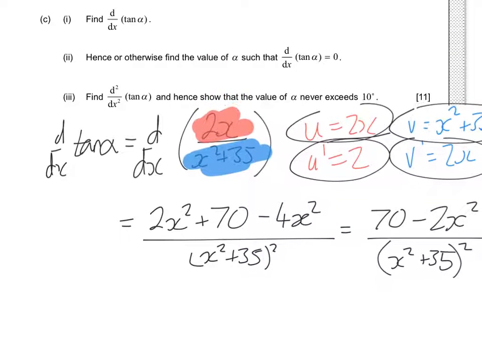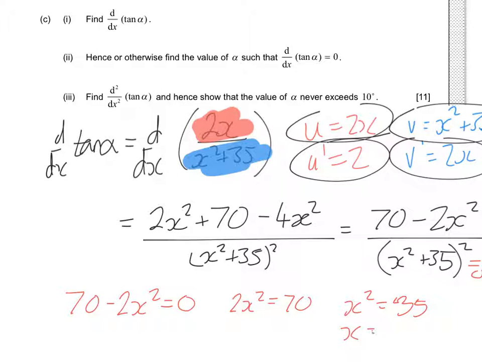C, part 2. Hence, find the value when that is equal to 0. Well, when is that equal to 0? Find the value of alpha when that's equal to 0. If that's going to be equal to 0, that must mean the numerator is equal to 0, which is going to give us 2x squared is equal to 70, which gives us x squared is equal to 35, which gives us x is equal to root 35. That's the x value.